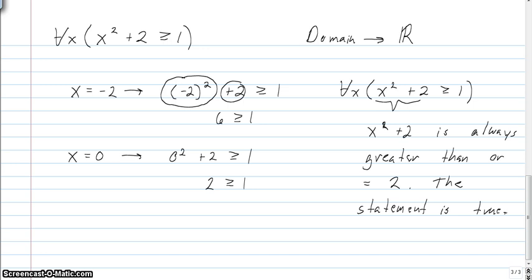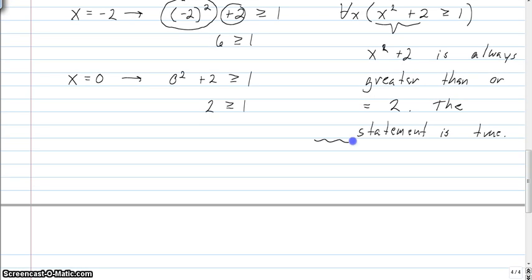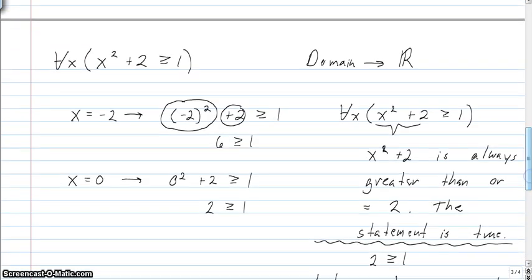If you wanted to get into a more formal proof, what you might do is say something like this. Let's start with something that we know is true. 2 is greater than or equal to 1. That is true. And then we're going to let x be any real number, and that takes care of the fact that our domain has to be all real numbers.